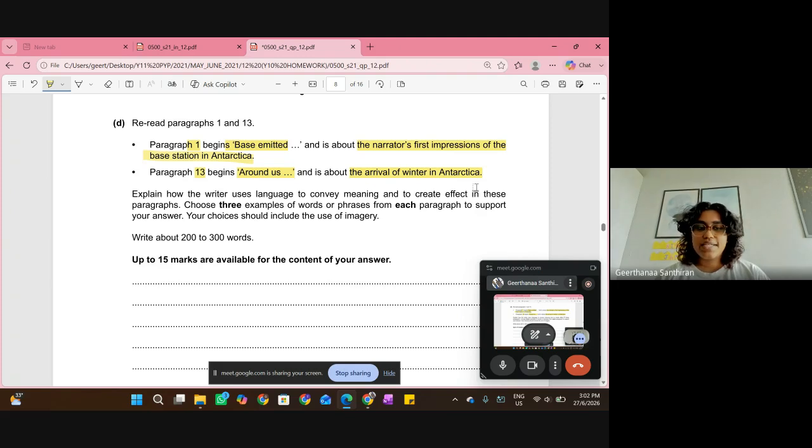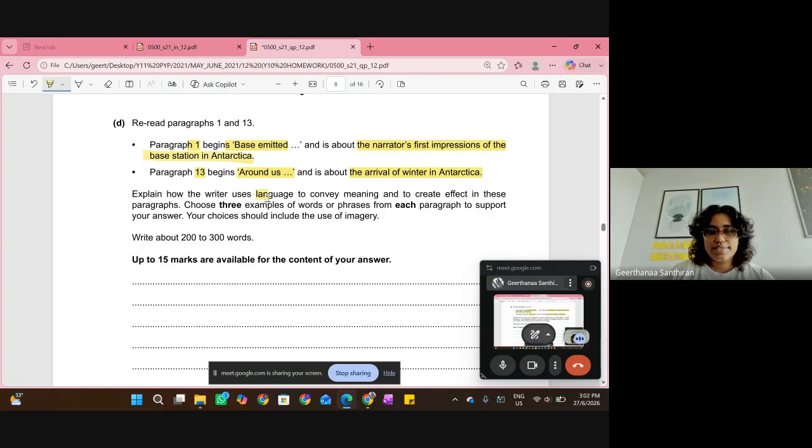Explain how the writer uses language to convey meaning and to create effect in these paragraphs. Choose 3 examples of words or phrases from each paragraph to support your answer. Your choices should include the use of imagery. So writer's effect is a section which understands that writers choose certain words on purpose to make readers feel a certain way, right? These words are special, are unique, are impactful, powerful. So you have to point them out and then you have to explain why they are great.